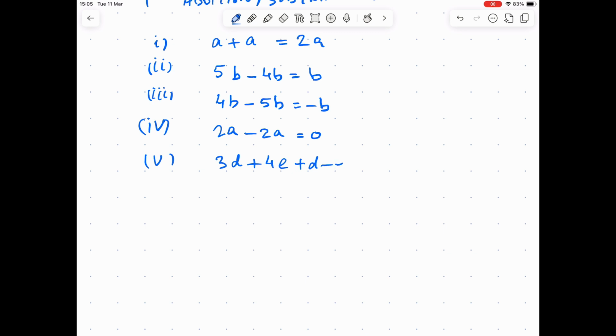So we will collect the like terms, like we collect the d's together, 3 d's, and then next is plus d, and then plus 4e and minus e. So we can collect these separately. 3d plus 1d is 4d, and then 4e minus 1e equal plus 3e. So that is the answer.